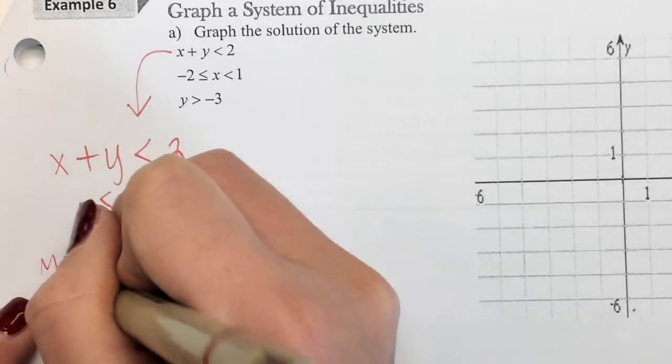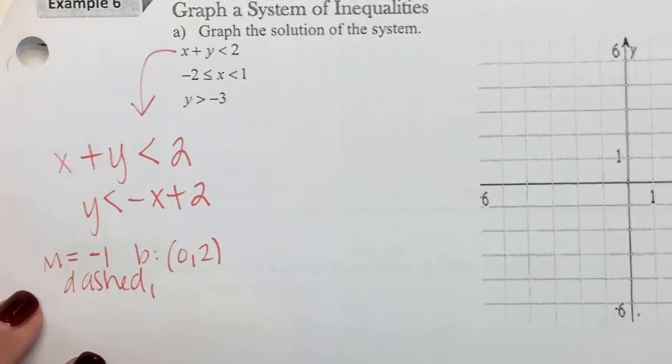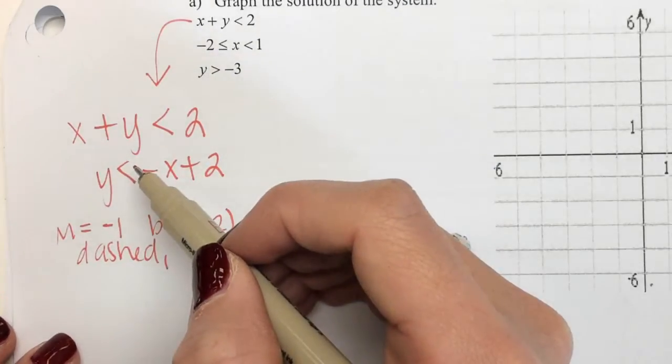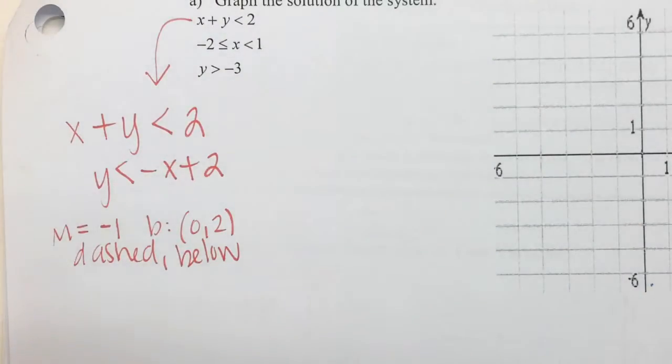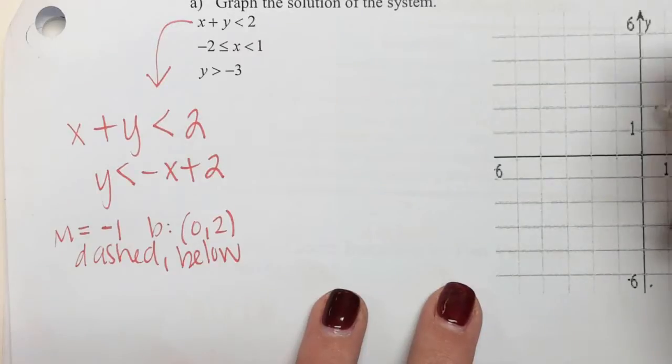Dash. Above or below? Alright, I heard both. If it's less than, you're going to shade below. Good. Go ahead and graph that one first. So you'll graph 0, 2.